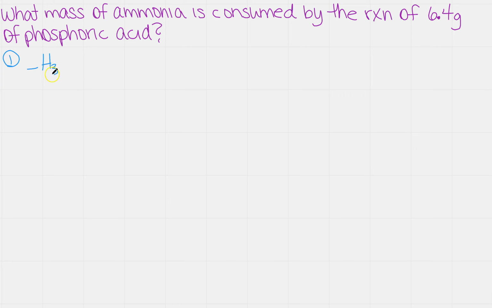So I've got H3PO4 plus the ammonia, which is NH3, and that's going to yield the NH4. They were so nice to already give you the formula. And then I've got PO4. So now I've got that balanced with my elements.